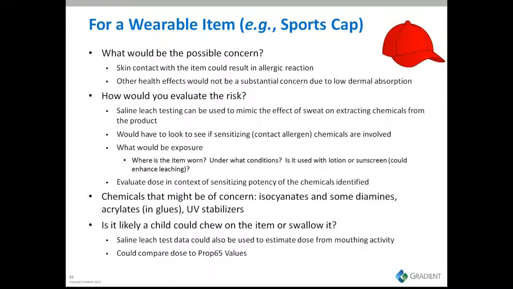The other example I want to talk about would be a wearable item. So for example, something like a sports cap. And so here the potential concern could be skin contact with an item that could result in an allergic reaction. So some chemicals are contact allergens and can provoke an allergic reaction in people, which can be fairly significant. Other health concerns, for example, carcinogenicity or other effects, would not necessarily be such a substantial concern because there's actually fairly low absorption through the skin. So we'd really want to focus, I think, on potential allergy.